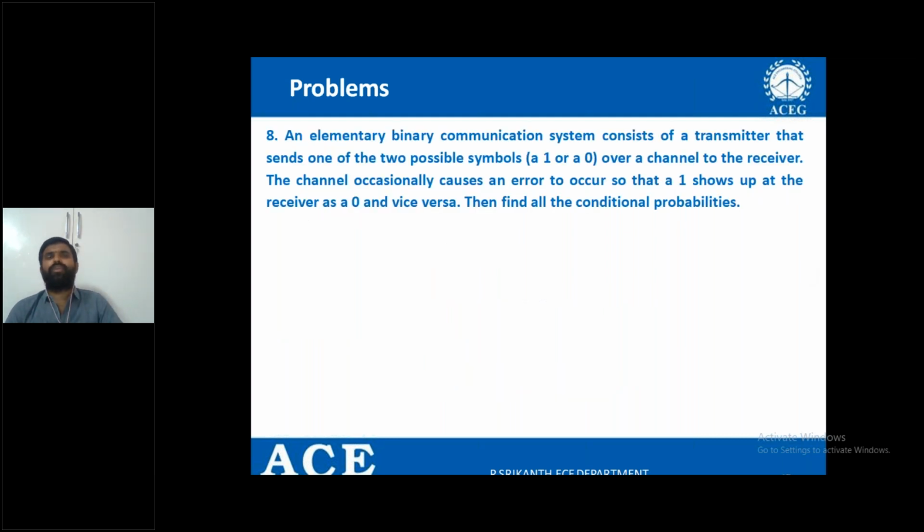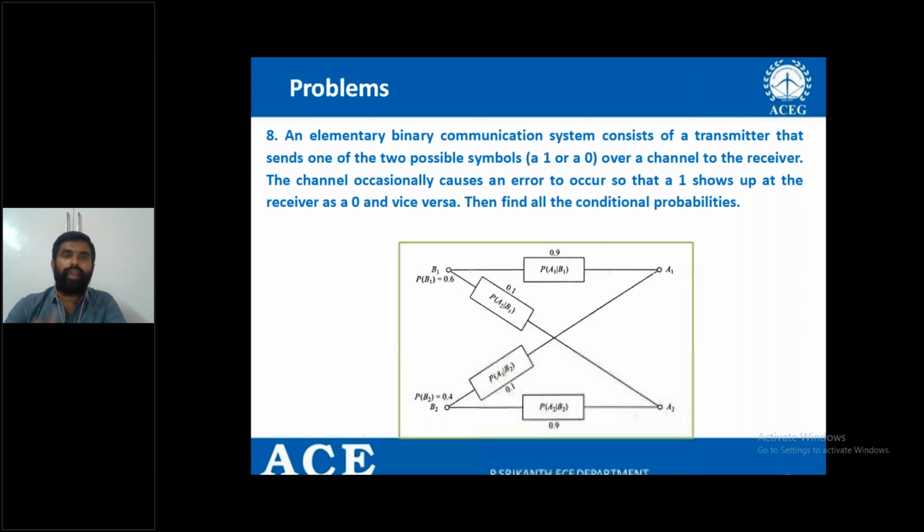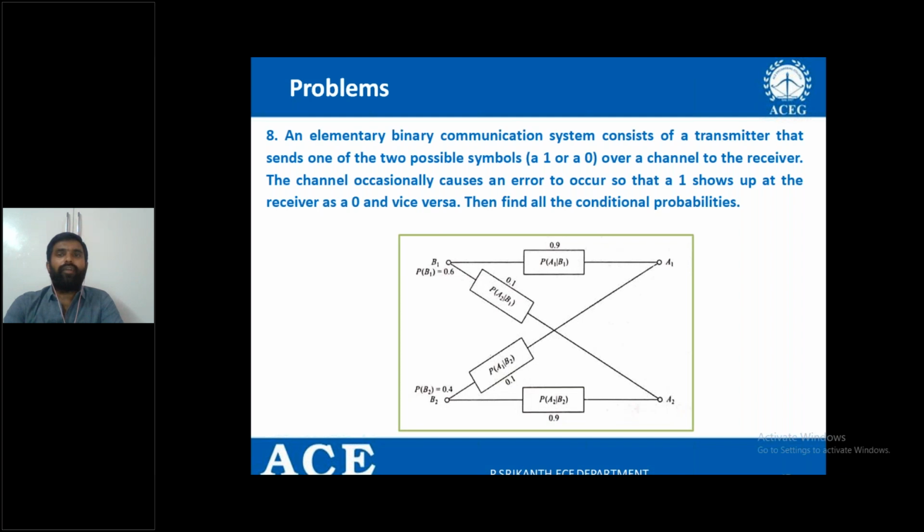Another example, a simple example. An elementary binary communication system consists of a transmitter that sends... So here a pictorial explanation is given. Let us see. So B1, B2 transmitters. Just now I have taken this example in the very first case while explaining the Bayes theorem, right? Elementary binary communication system. What do you mean by an elementary binary communication system? Binary in the sense it can transmit either 1 or 0. Binary in the sense only two possibilities, 1 or 0.